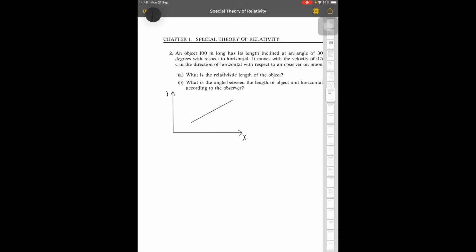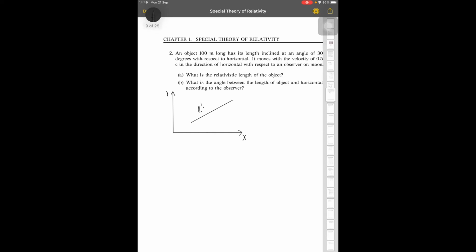Pause the video now if you want to try the question on your own. In this question, the length of the rod is inclined to the direction of the motion. Now we have to resolve the x and y components of the length. Only Lx will change and Ly remains as it is. Since Lx changes, the angle according to the observer will also be different.